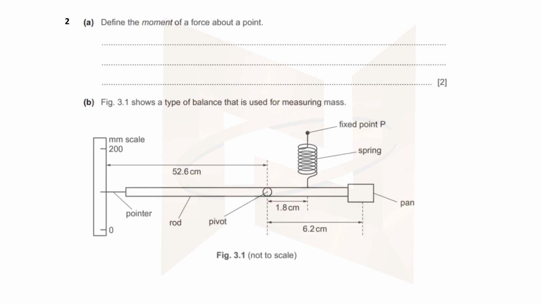So in this question, the first thing is, what is moment? So moment of a force is defined as the product of F into D. And as you know, you can just simply define the symbols. F is the force applied and D is the perpendicular distance from the pivot.